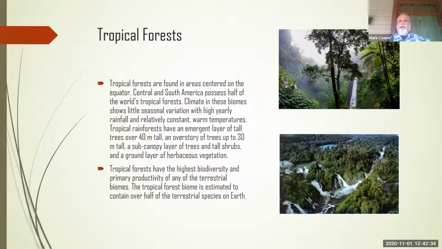But what I want you to know, this covers about 2% of the world's landmass and has over 50% of all species. So this is where our biodiversity really is located. And unfortunately, one of the areas that we're disappearing very, very quickly.